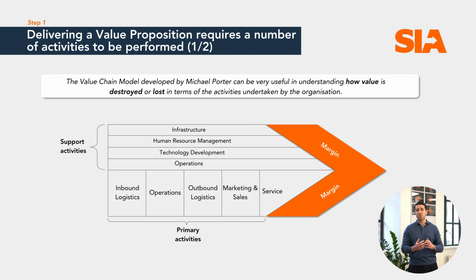So where do these ultimately come from? Well, an overriding framework that is frequently applied to this area is that of the value chain model, which was first developed by Michael Porter. And this can be very valuable and useful in understanding how value is destroyed or lost in terms of the activities undertaken by an organization. In Michael Porter's value chain model, we have a series of support activities, shown here, as well as primary activities. And these ultimately deliver value for an organization.